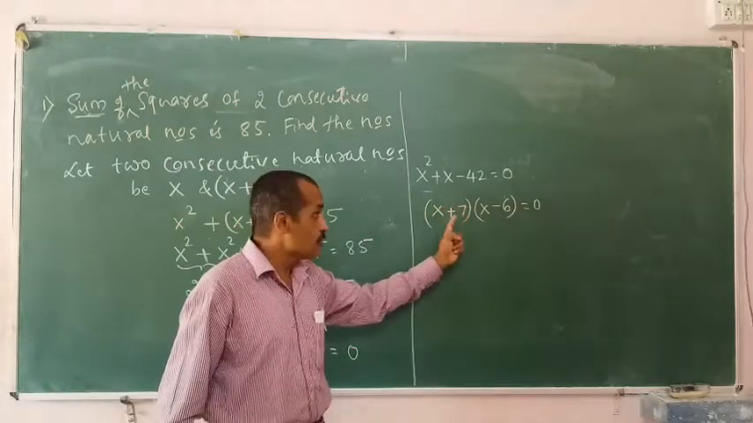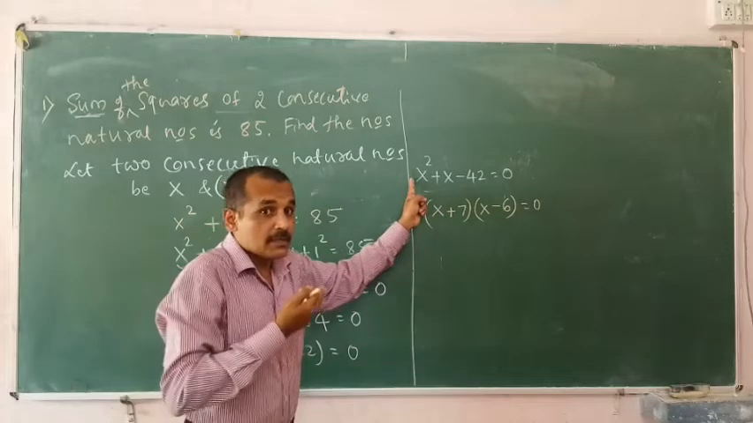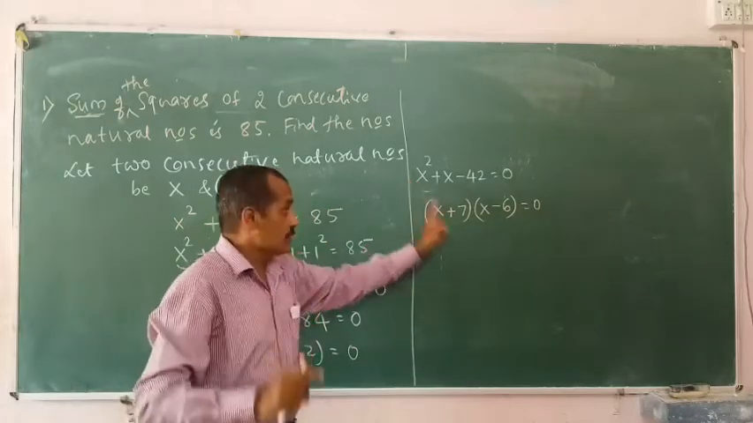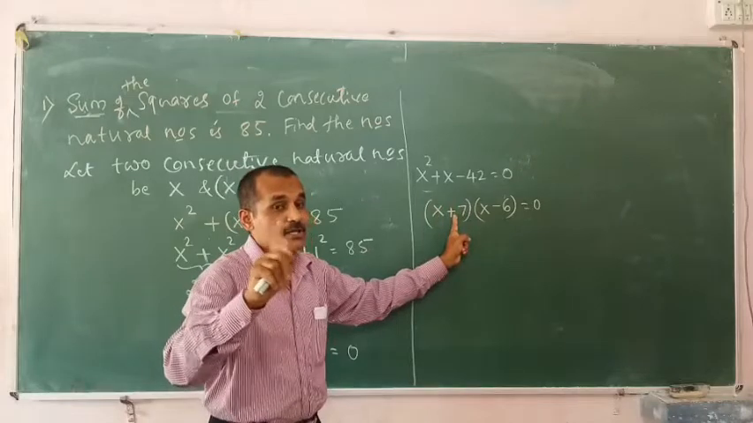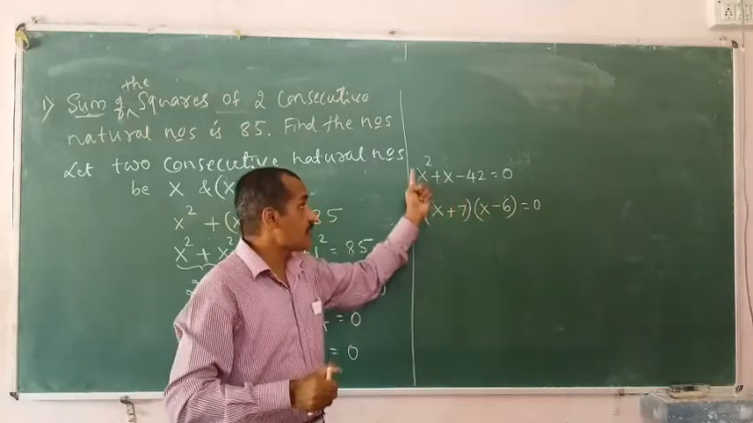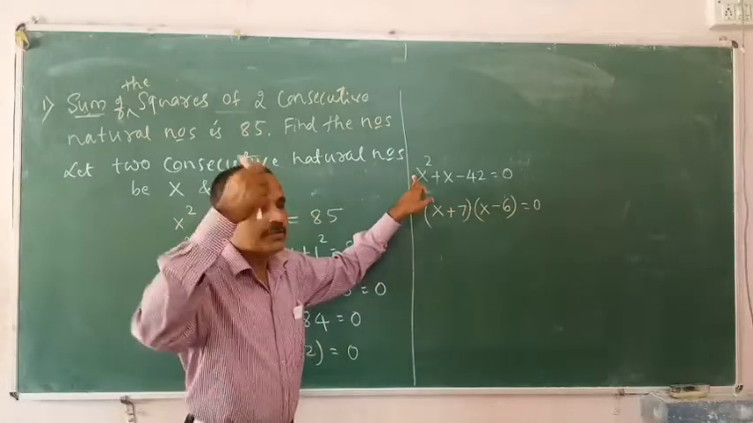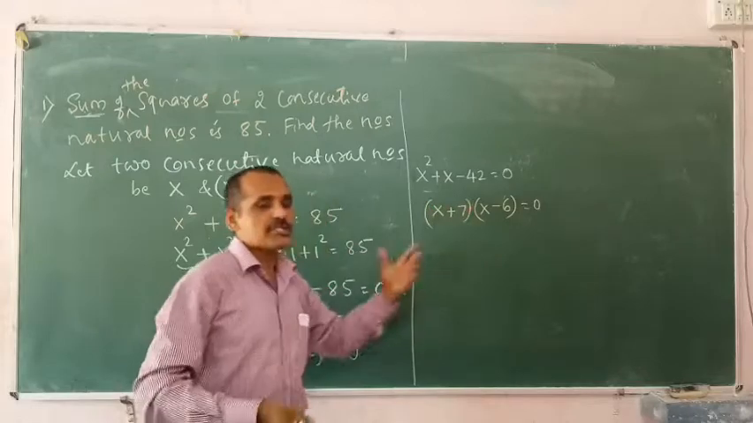This method can be used only when the x square coefficient is 1. If there are some numbers like 2, 3, 4, this method will not work out, my dear children. This direct method is useful only when the x square coefficient is 1. If there are some other numbers, it has to be done in the ordinary method, completely, using the steps.